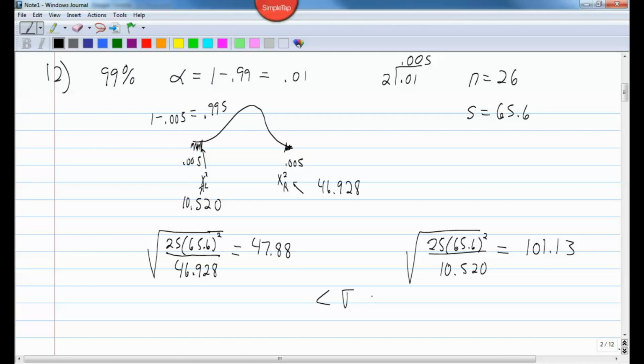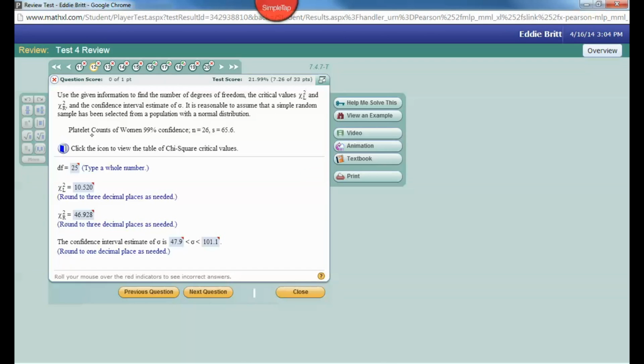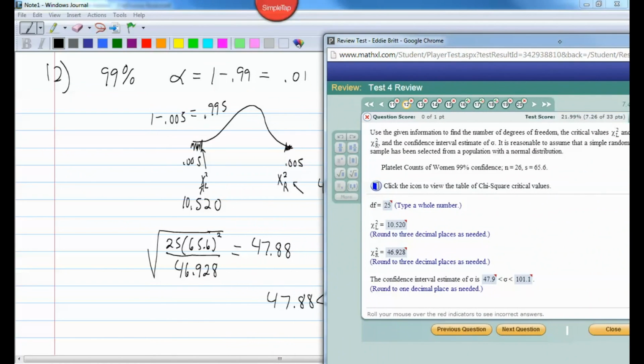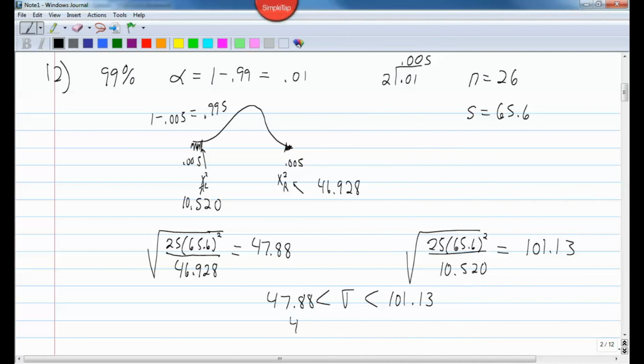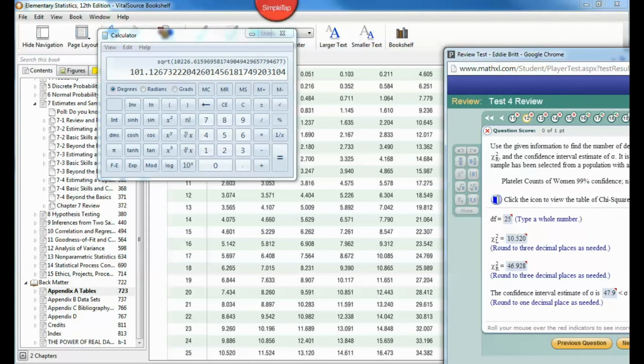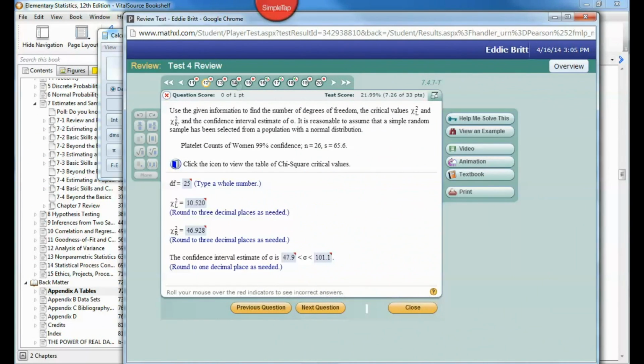Okay, so here's my confidence interval. Let's go back and look. It appears that they rounded to one place, so that's the only thing different than mine. 47.9 is less than sigma, which is less than 101.1. Okay, so there's the answer for number 12.